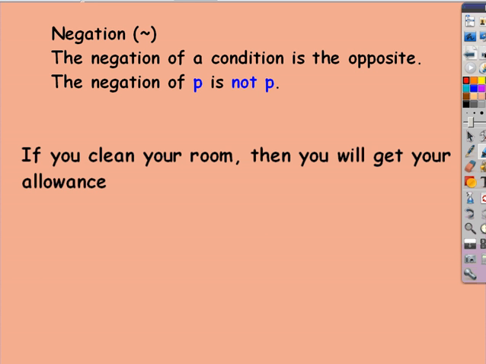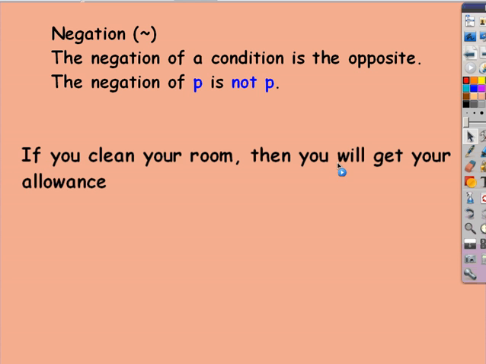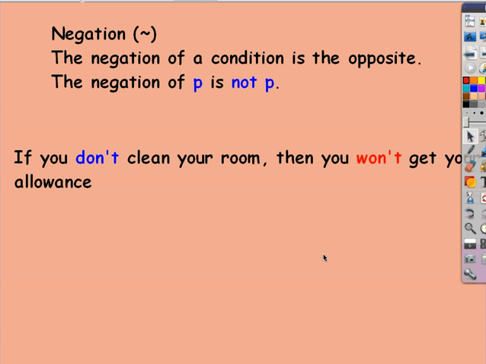Negation is another word we're going to be using. The negation of a condition is the opposite. So the negation of P is not P. An example of that would be, if you clean your room, then you will get your allowance. If that's my original statement, and I negate those two, the hypothesis and the conclusion, I get, if you don't clean your room, then you won't get your allowance. So again, the original, if you clean your room, then you will get your allowance. The negation of those two, if you don't clean your room, then you won't get your allowance. It's the opposite.